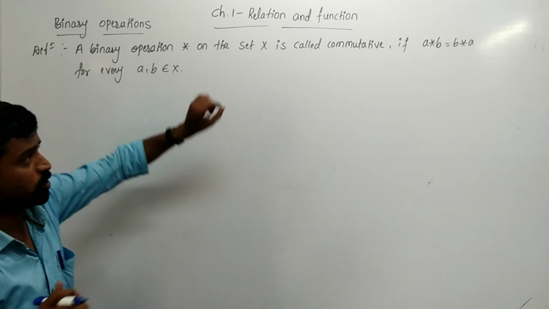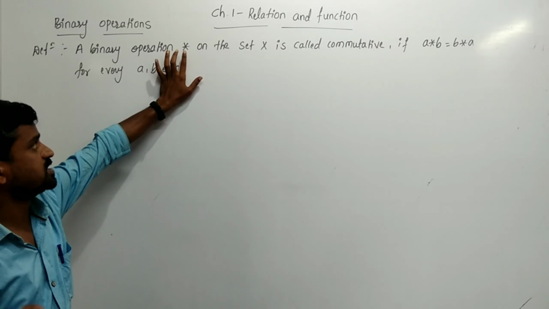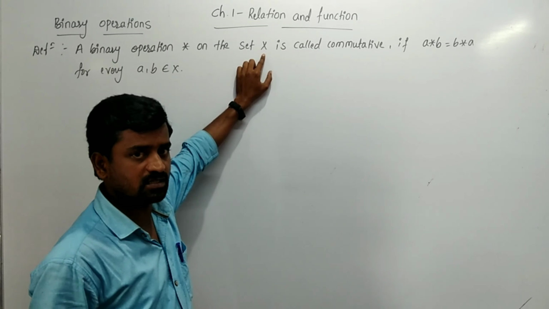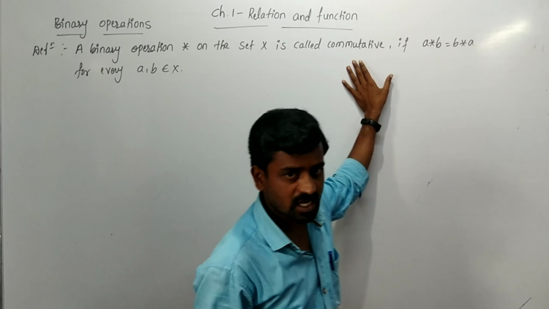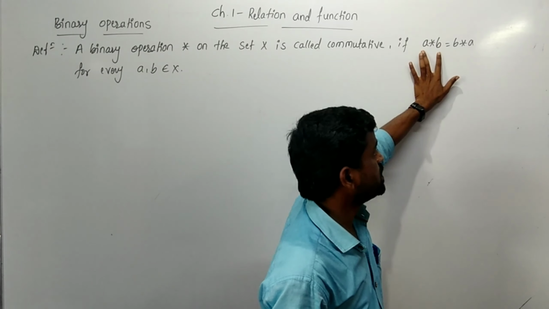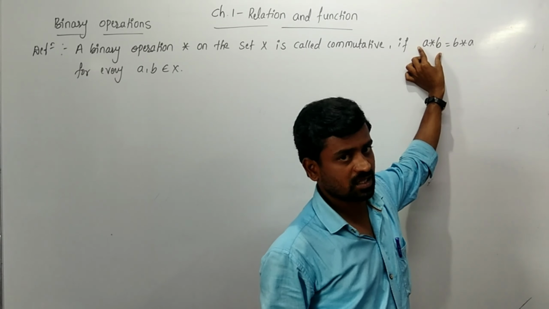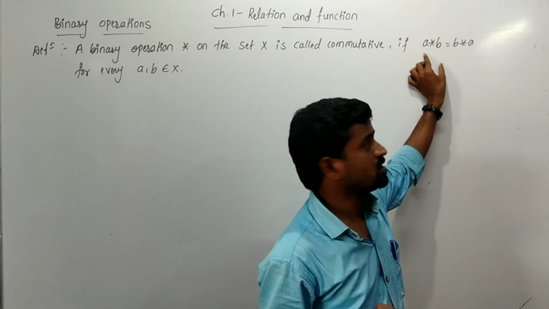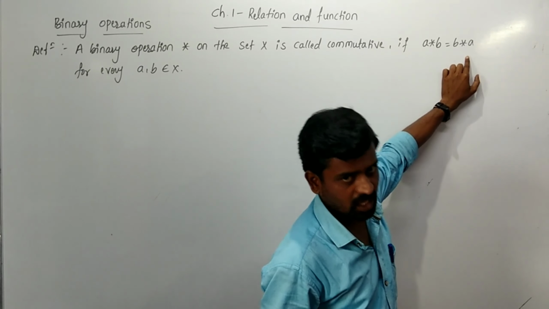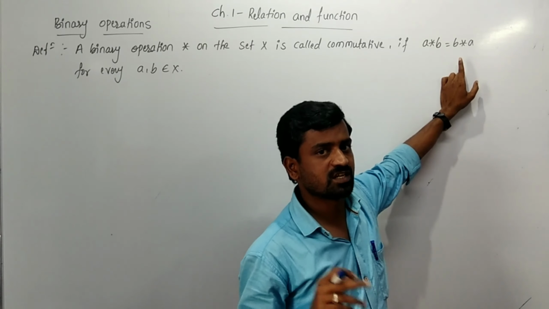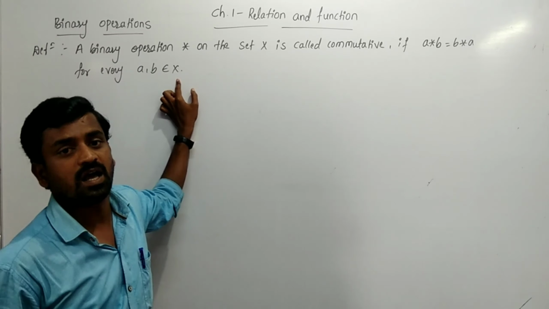Same here also. A binary operation star, such as addition, subtraction, multiplication, division, on the set X, where X is a set, is called commutative if A star B equals B star A. When applying the operation on A star B, the resultant answer should be equal to B star A, for every A, B belonging to X.